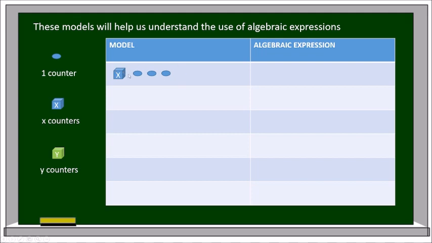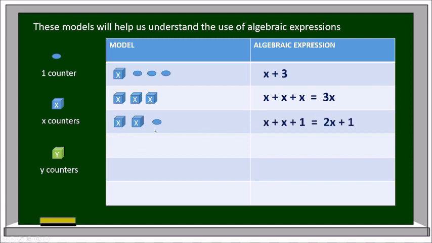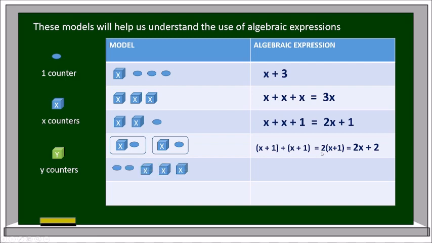So 1 cube x and 3 oblongs. This will be x + 3. So that's our algebraic expression. Next is 3x. So x + x + x is equal to 3x. Next is 2x + 1. So x + x + 1 is 2x + 1. Next is x + 1 plus x + 1, which is equal to 2 times (x + 1), or simply 2x + 2.